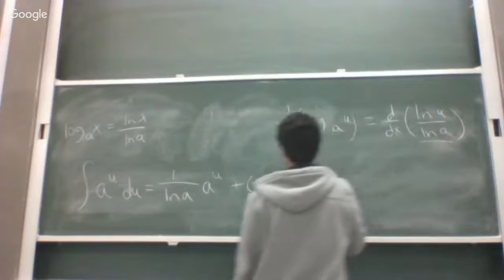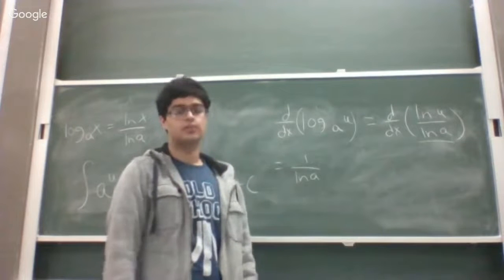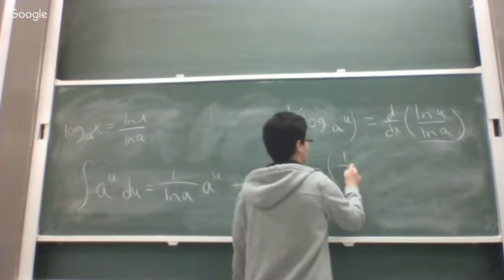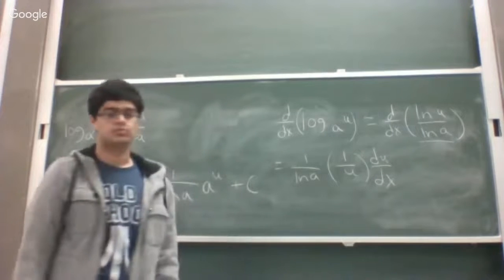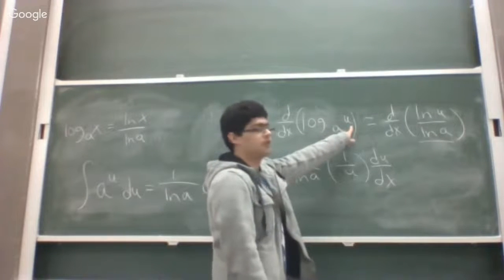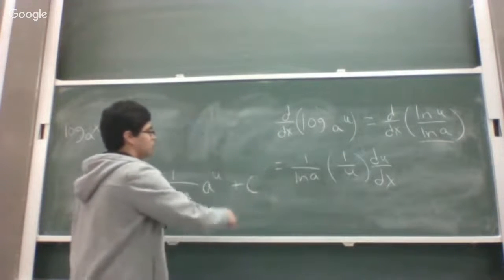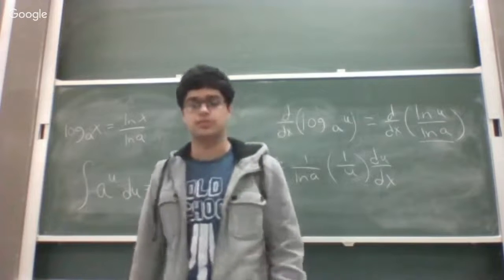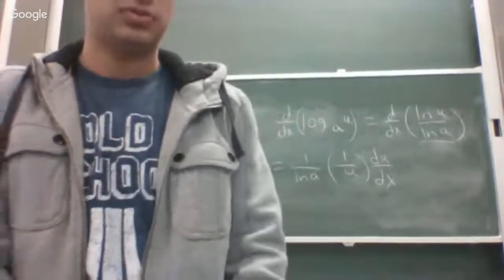Since this is just a constant that can come out, so 1 over the natural log of a times the derivative of the natural log of u, which is 1 over u du/dx. So if you had to take a derivative of something that's a function with any base, this would be the formula: 1 over natural log of a times 1 over u times du/dx. And then you'll get enough practice that you'll just remember them.